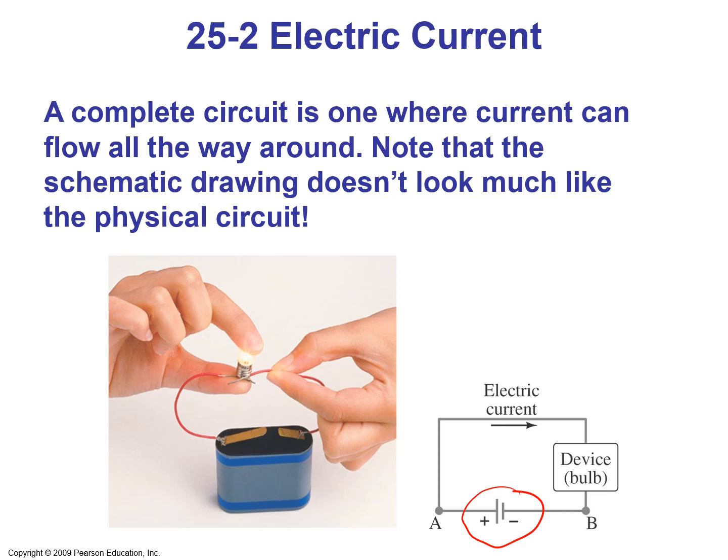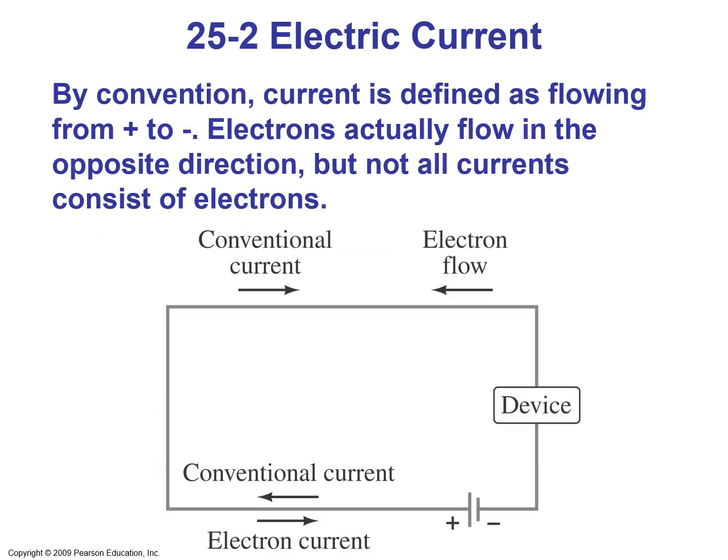Electric current will flow from the positive terminal to the negative terminal. By convention, current is defined as flowing from positive to negative. Electrons actually flow in the opposite direction, but not all currents consist of electrons. So by convention, we say the current is flowing from the positive terminal to the negative terminal, but actually the electrons are flowing from the negative terminal to the positive terminal.